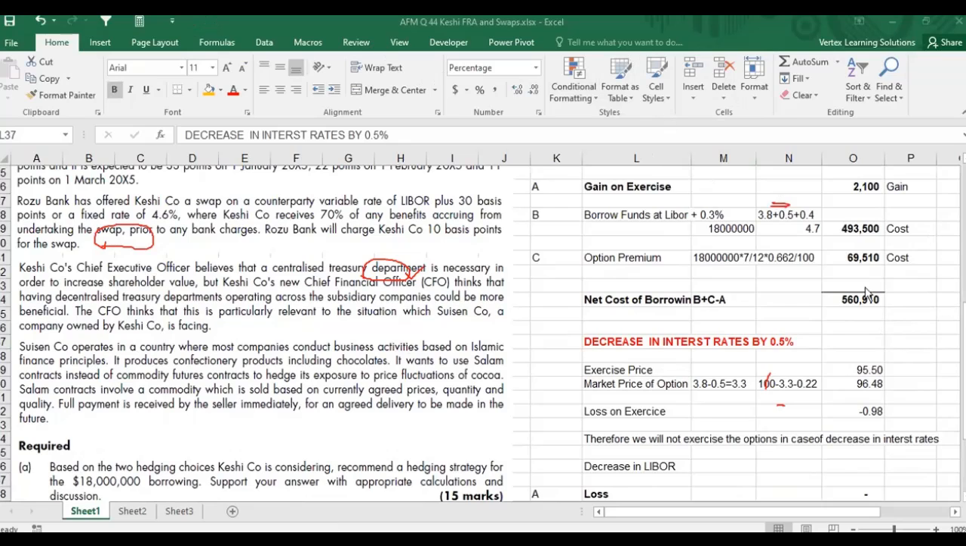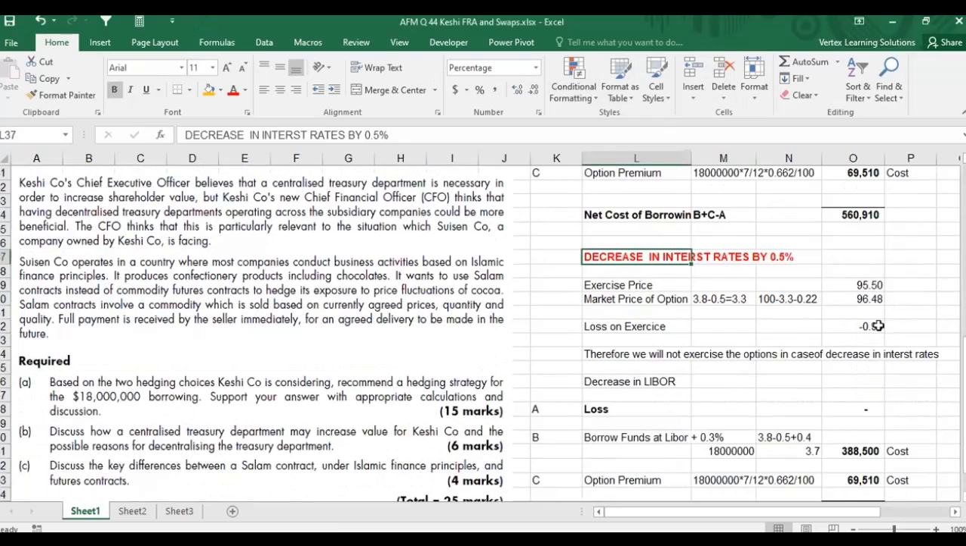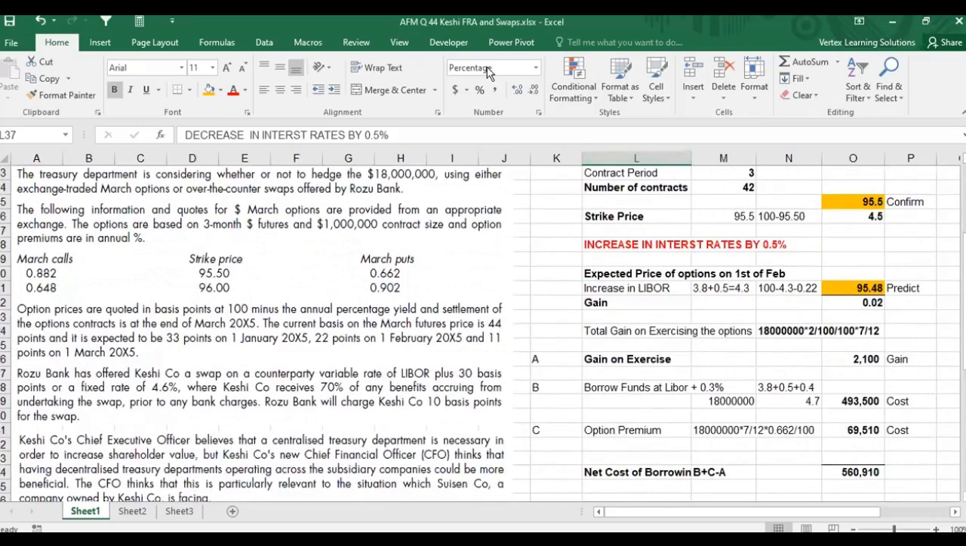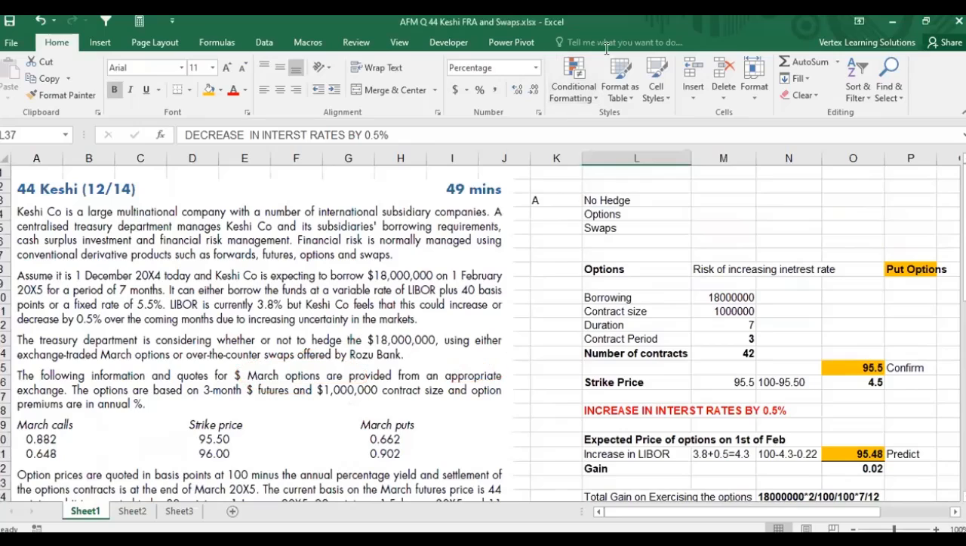Yes, that one is fine, but where you wrote borrow funds at LIBOR plus 0.3%. No, LIBOR plus 0.3 is not given to us. LIBOR plus 0.3 is given in the swap option. It is not our rate. It is the counterparty's rate, some other party. When we do the swap, then we will use this LIBOR plus 0.3%. For us as the company, our rate is LIBOR plus 40 basis points.